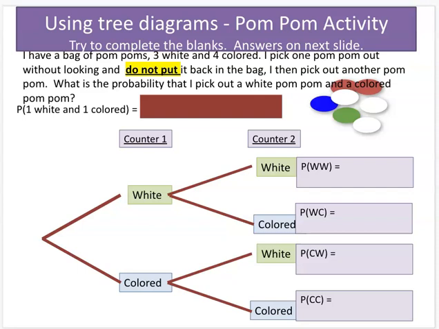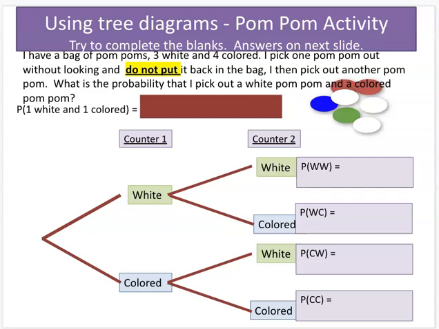So I have a bag of pom-poms, 3 white, 4 colored. I pick one pom-pom out, and without looking, I do not put it back in the bag. Okay, so I might set it aside, I might record it, right? But I'm not putting it back in the bag. Then I pick out another pom-pom. So what's the probability that I pick out a white pom-pom and a colored pom-pom in either order?